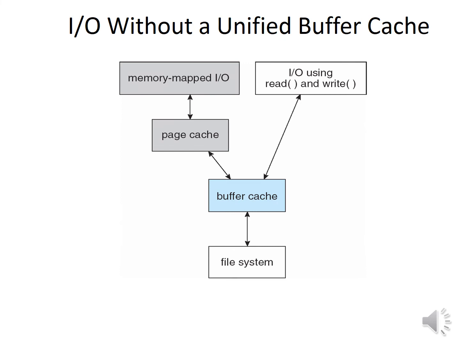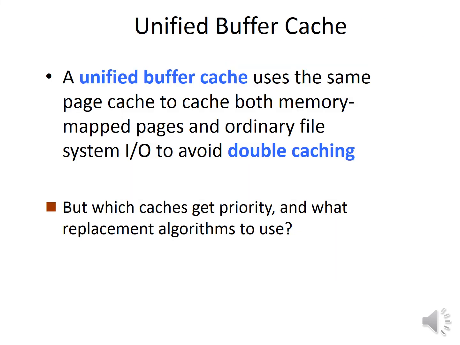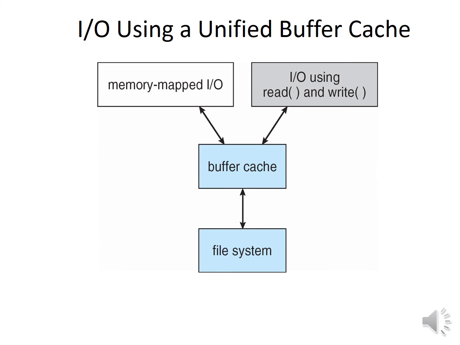The file system will have the buffer cache, that will have the page cache, and it will be using memory map. The unified buffer cache uses the same page cache to cache both memory-mapped pages and ordinary file system I/O, to avoid double caching. We should not have the double entry. The redundancy reduces the speed of the data access, so a priority replacement algorithm has to be used. So the buffer cache can have memory-mapped I/O and I/O using read.